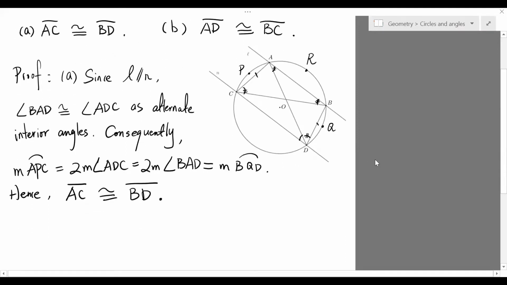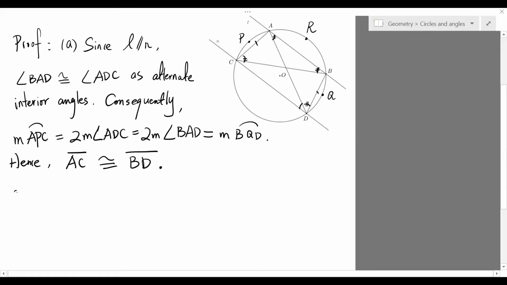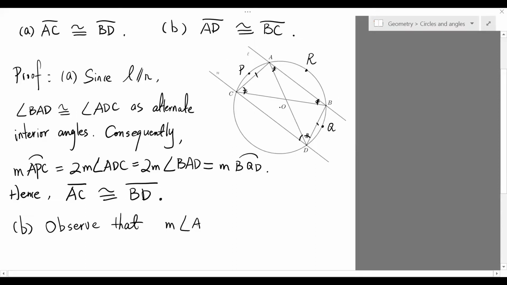All right, so now let's try to write this scheme down in our formal proof down there. So the key observation: observe that the measure of the angle ACB is equal to 1/2 the measure of the arc ARB, which is equal to the measure of the angle BDA, since both of those two inscribed angles of the circle are intercepting the same arc.